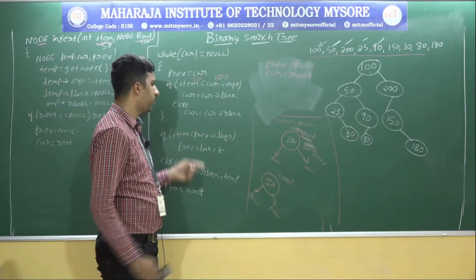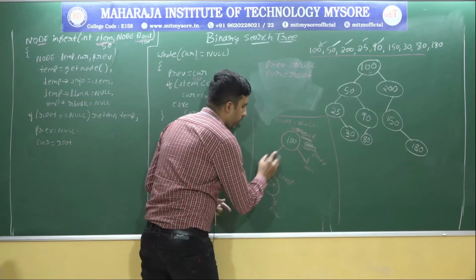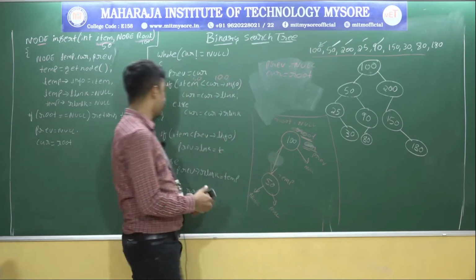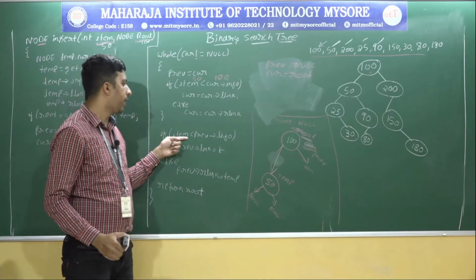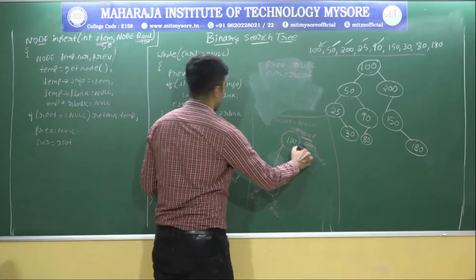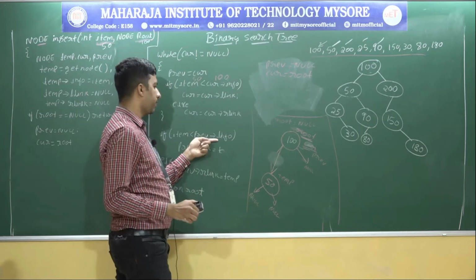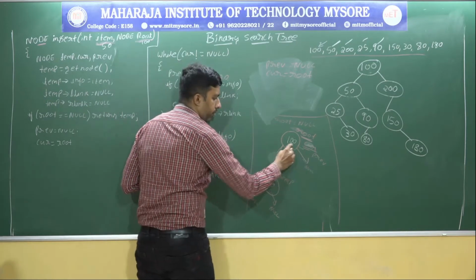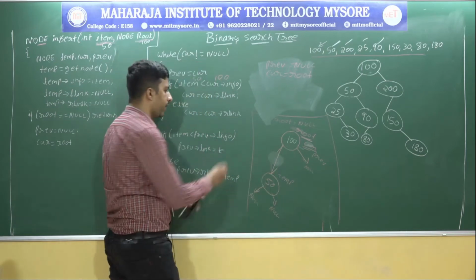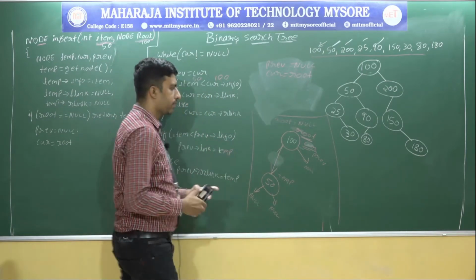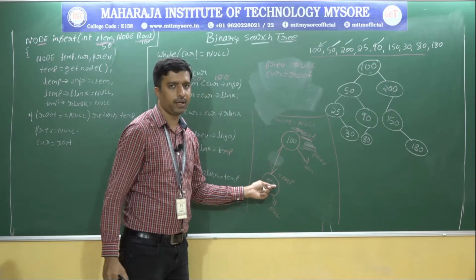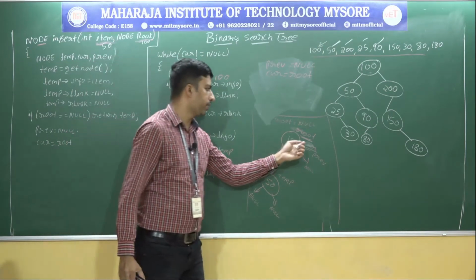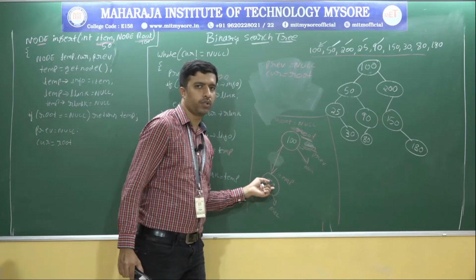Now where am I supposed to insert the value? Remove this null and attach to here. Item of previous: previous is 100, and the item is less than previous info. Then previous of left link is made as temp. Previous of left link will be assigned to this.